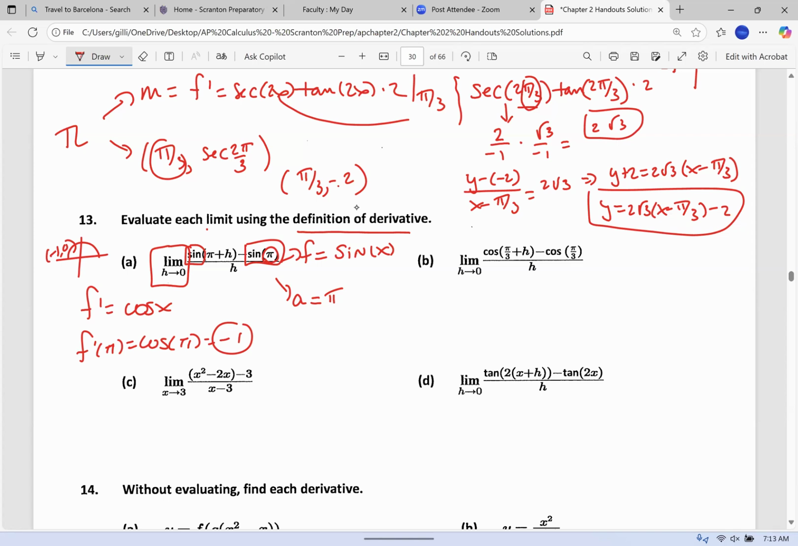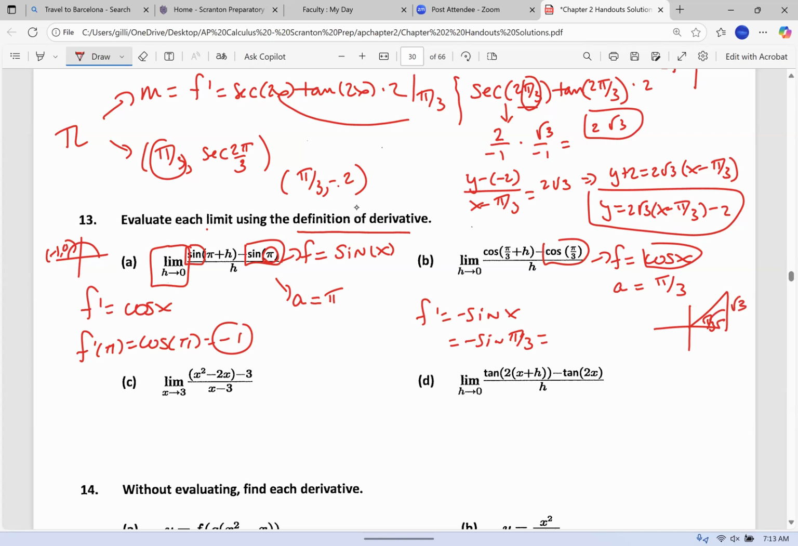In part B, my function is cosine of x, and my a value is pi over 3. The derivative of cosine is minus sine of x, but I'm going to evaluate that at pi over 3. So I draw pi over 3 in the first quadrant. Crossing pi over 3 is root 3, 1 and 2. The sine value is the y over the r, so it's minus root 3 over 2.